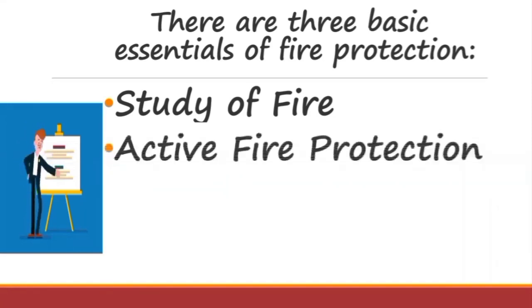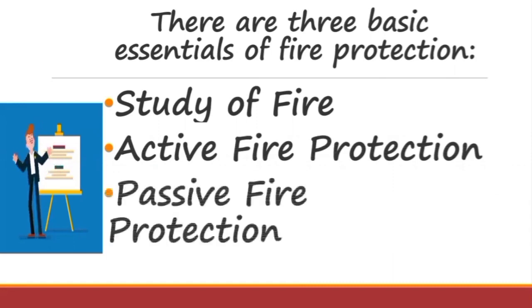Next is the active fire protection, and the last one is the passive fire protection. What is the distinction between these two? When we say active fire protection, it includes manual or automatic detection of fire. Again, it includes the manual or automatic detection of fire.